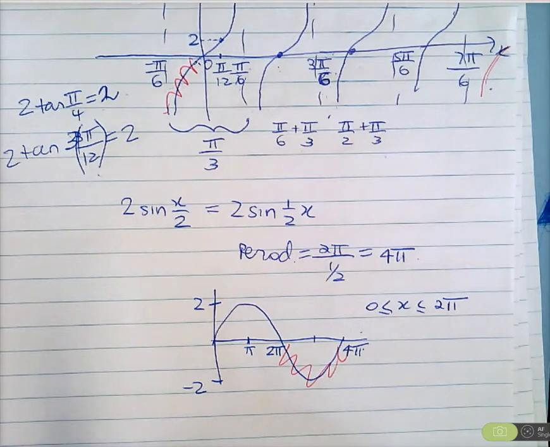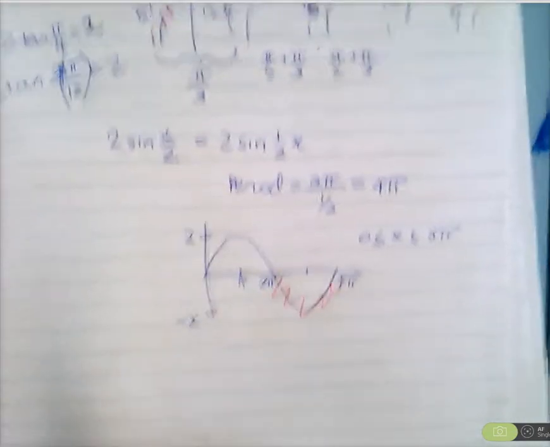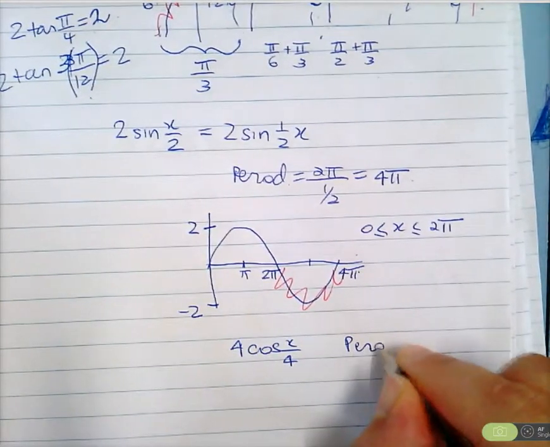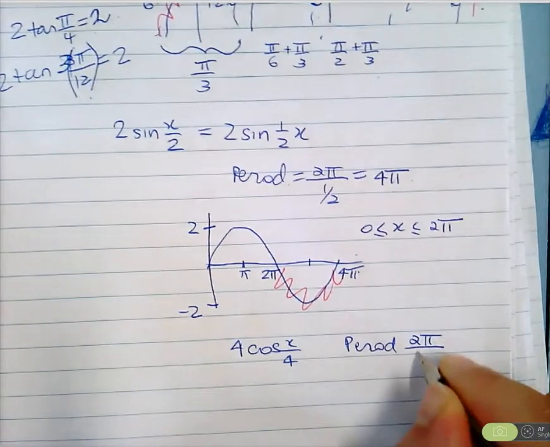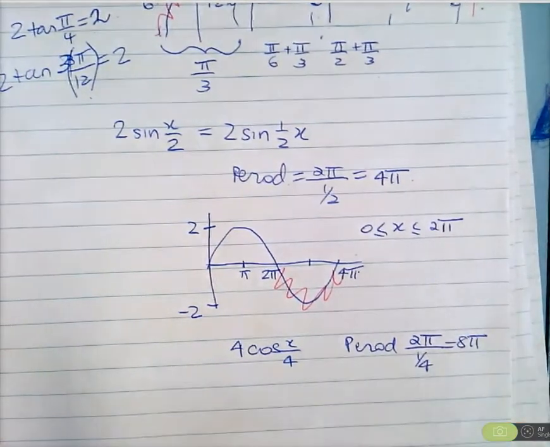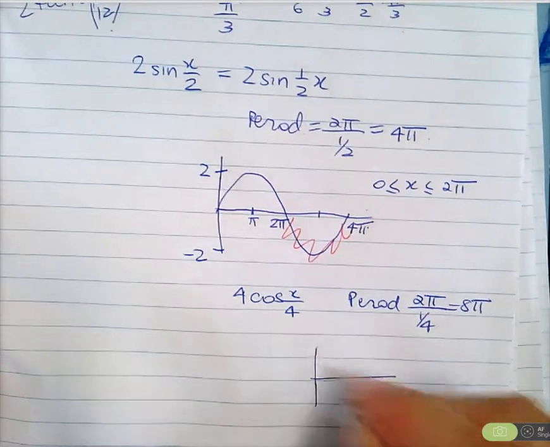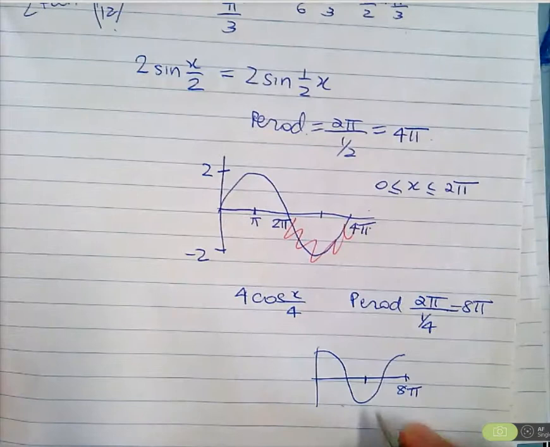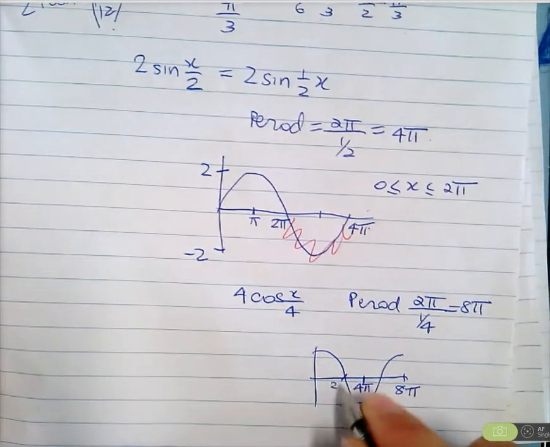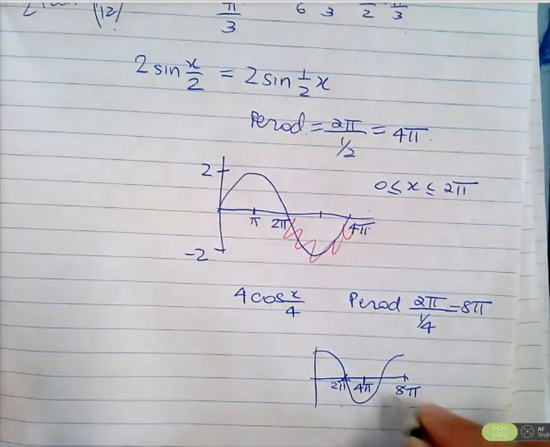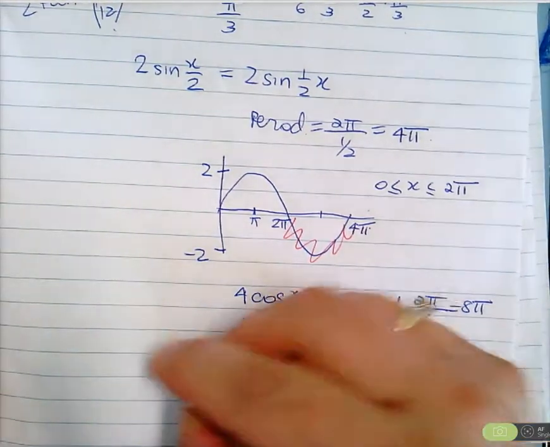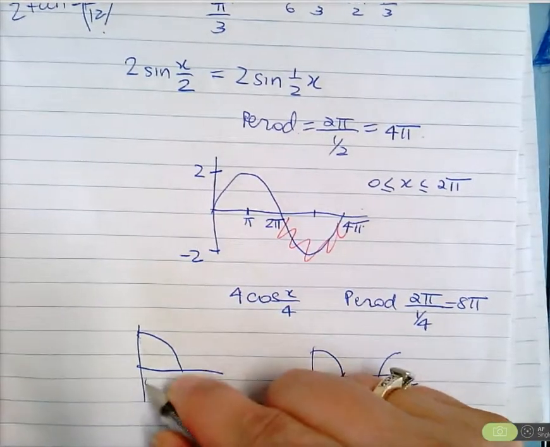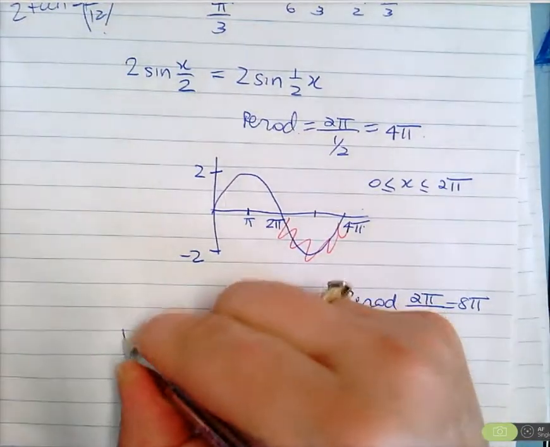And then 4 cos x on 4, same thing. Well, for 4 cos x on 4, the period is 2 pi on a quarter, which is 8 pi. So you would draw a normal cos one, but that's now 8 pi. Halfway is 4 pi. A quarter of the way is 2 pi. So you just do that bit. Then you can draw your real one like that. Amplitude 4.